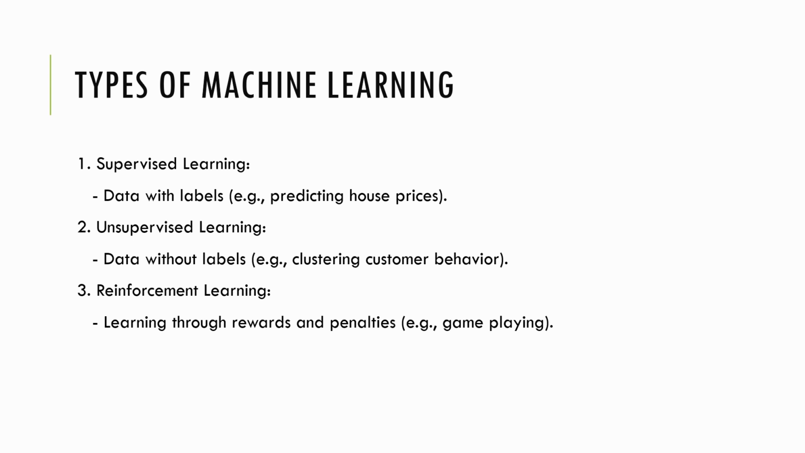There are three main types of machine learning. Supervised learning, where the data comes with labels, such as predicting house prices. Unsupervised learning, where the data is unlabeled and the goal is to find hidden patterns, like customer segmentation. Reinforcement learning, where systems learn through a trial and error approach, receiving rewards or penalties for their actions, like in game playing algorithms.